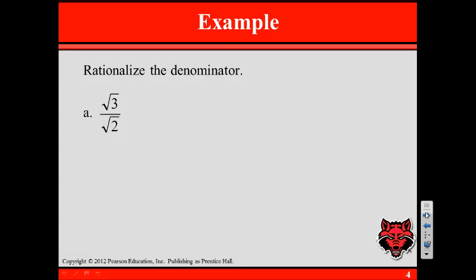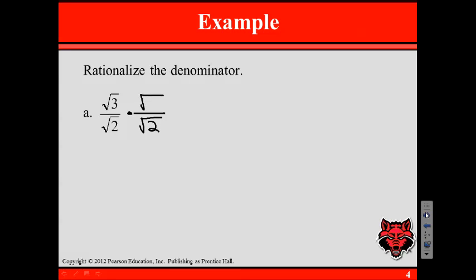Let's try an example. We want to rationalize the denominator of the expression square root of 3 over square root of 2. Now the process we go through is pretty much straightforward. We want to make sure every square root is simplified first. In this case, we have the square root of 3, which is prime. That's not going to break down any further. The square root of 2, 2 is also prime, so we're good. Each square root is simplified. When we're dealing with square roots, we will multiply the top and bottom by the square root of the denominator.